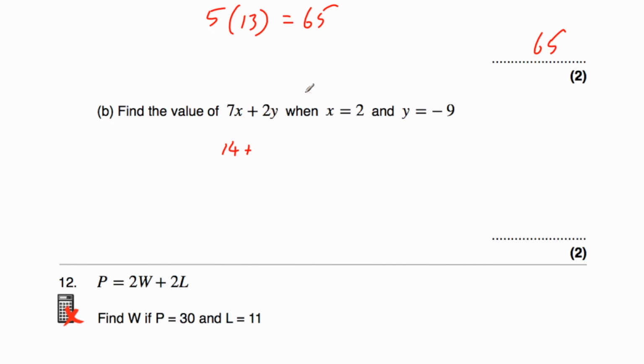Double or times them by 2 would give us negative 18, because 2 times minus 9 is minus 18. So we're going to be doing 14 plus minus 18. When we add a positive number, it goes up. When we add a negative number, it goes down. So we're going to do 14 take away 18, and 14 take away 18 would be equal to minus 4. So the answer would be minus 4, negative 4.